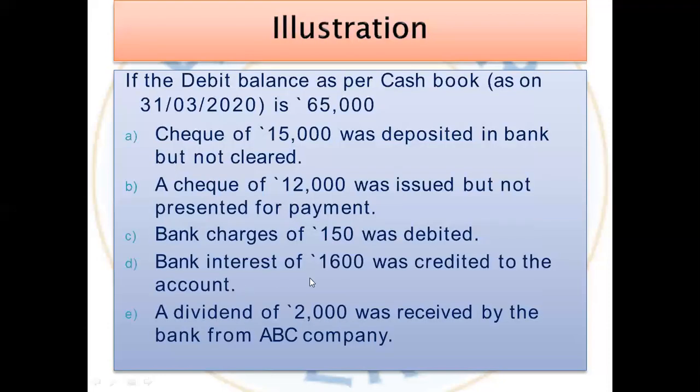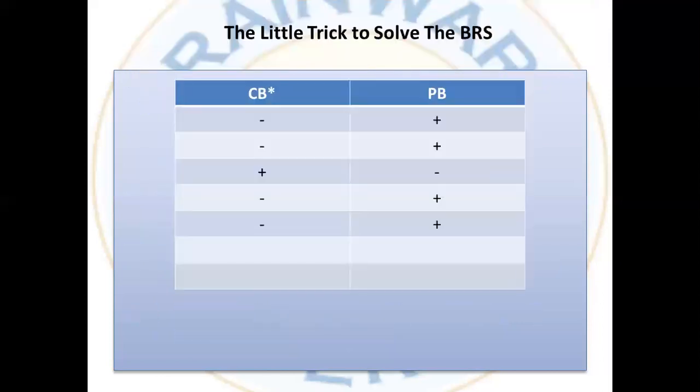Next, the bank interest of 1600 was credited to the bank account. So you got the interest. So you got some money in the passbook from the bank, but that is not recorded in the cash book. So which is the higher one now? The passbook. You got the money there. So the passbook will be plus and the cash book will be minus.